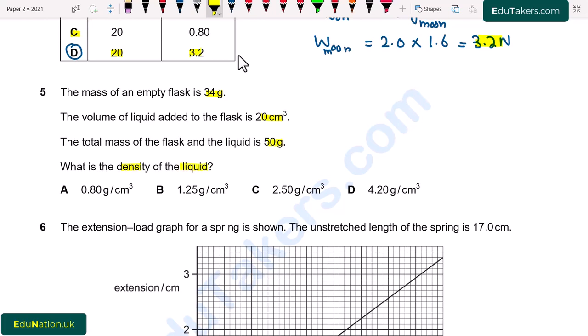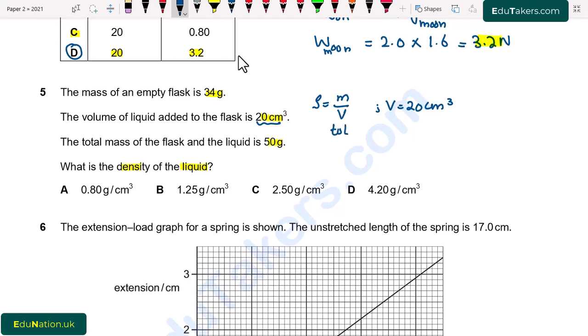So here we have to find out the density of liquid. For that we have to know about the mass and the volume of the liquid. It is given that the volume of the liquid is 20 centimeter cube. While the mass of liquid is not given, we have to find this value of the mass from the given data. So first of all, I write here density is equal to mass over volume. Volume is given, 20 cubic centimeter. Next, it is given that the total mass of flask and liquid is 50 gram.